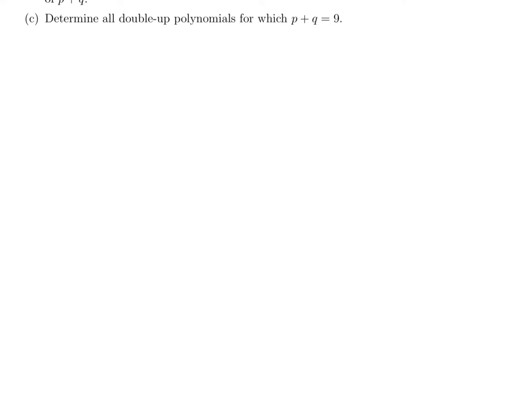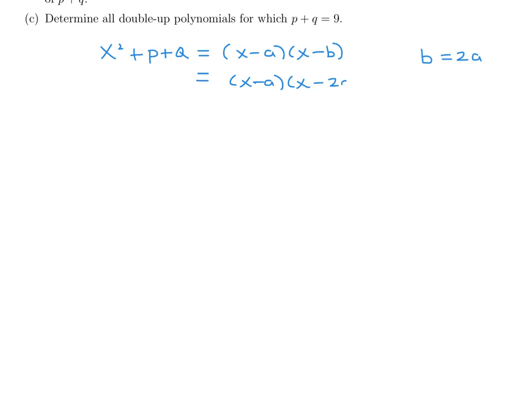Determine all double up polynomials for which P plus Q is equal to 9. X squared plus px plus q. Again, we'll use the same variables, x minus a and x minus b. And remember, one root is equal to twice the other, so b is equal to 2a. So let's just put that in right away, x minus a, x minus 2a, like that. And then let's expand this.